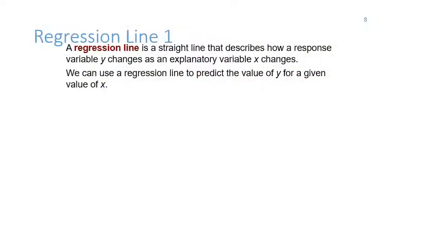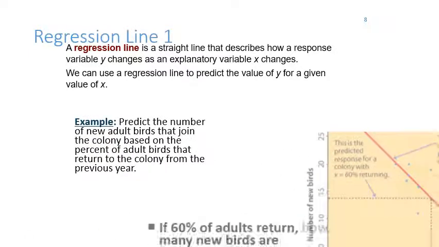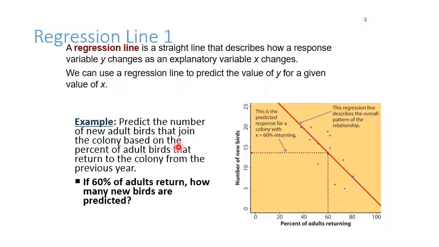A regression line is a straight line that describes how a response variable y changes as an explanatory variable x changes. We can use a regression line to predict the value of y for a given value of x. Here is an example. Predict the number of new adult birds that joined the colony based on the percent of adult birds that returned to the colony from the previous year. If 60% of adults return, how many new birds are predicted?